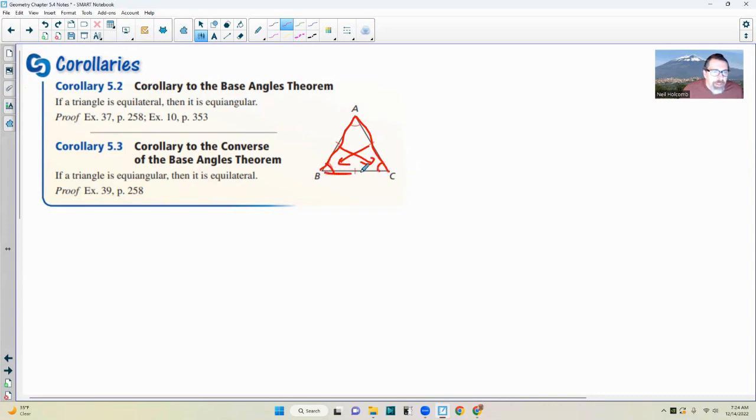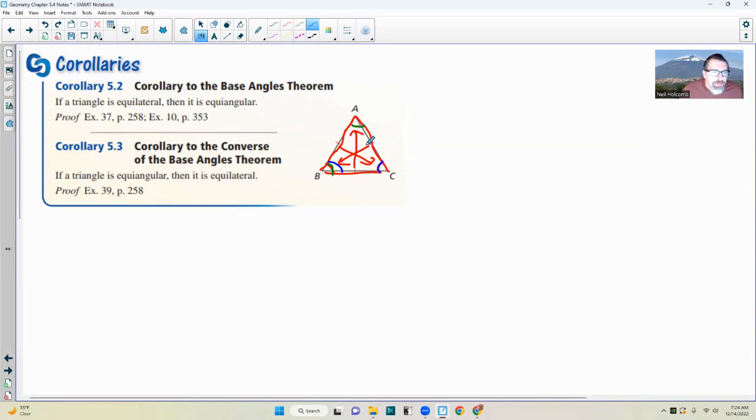Okay, but look here, we have a third side congruent. Well, if I chose AC and BC, then these here would be my base angles. If I chose AB and AC, these would be my base angles. And then we could use the transitive property. There is a proof for this. I'm not going to go over it.